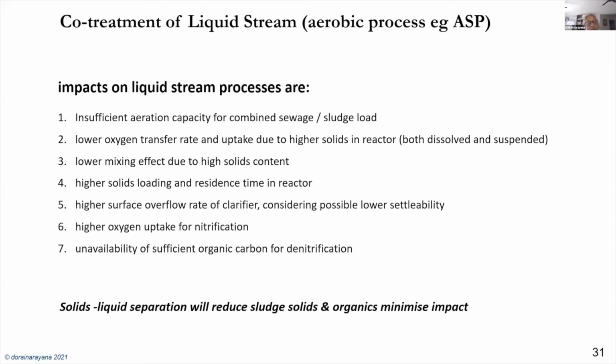Higher solids loading and residence time in your reactor, higher surface overflow rates of clarifier, considering possible lower settlability. Because the settlability is low, that could cause overflow of solids out of the clarifier, both primary and secondary. Higher oxygen uptake for nitrification: ammonia content in your sludge will also be high, and that will take up some oxygen where nitrification takes place. And if you are doing a denitrification with an anoxic zone, then you need to have an organic carbon source, and there's a possibility that this is insufficient, right? So these are some of the things we have to watch out for.